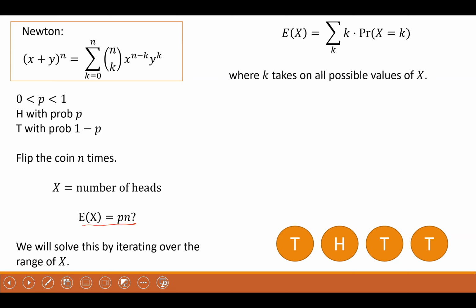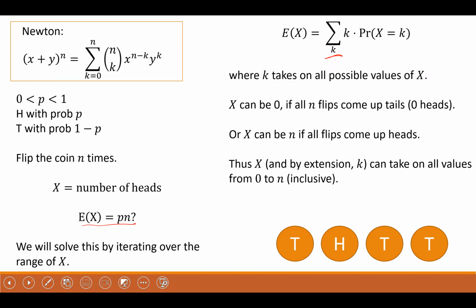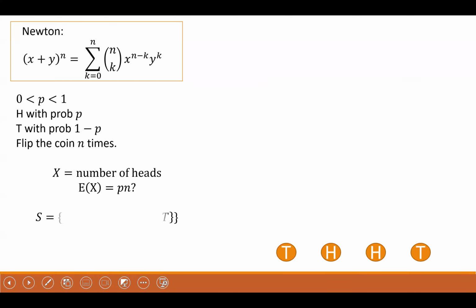So what are the possibilities for K? Well, I could have 0 heads, right? Every coin flip can come up tails, or I can have all n of them be heads, and any number in between. So in this summation, K is going to take on the values from 0 to n. Okay. And my sample space is going to look something like this. If I have n coin flips, then a given outcome would be n coin flips where some number are heads and the remaining ones are tails.